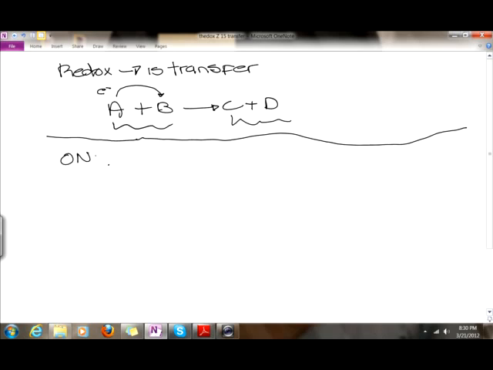First of all, the definition of oxidation number is an assumption that all atoms in a compound, in a molecule, have a charge. And why did I say assumption?